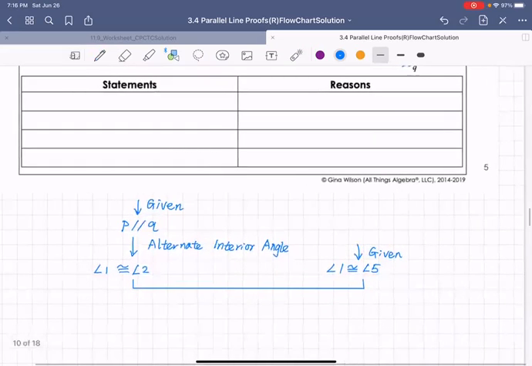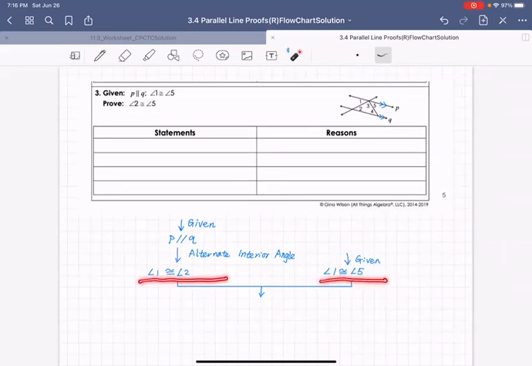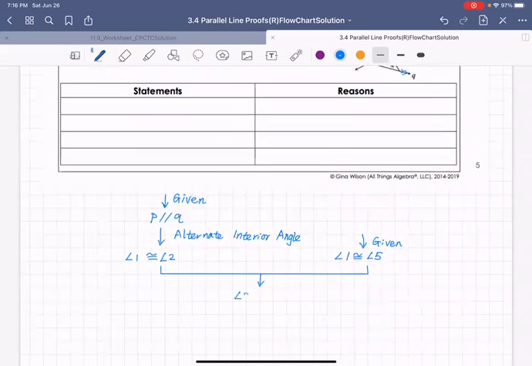Next, wait, can you scroll up a bit? Okay, sure. This proves that angle 2 is congruent to angle 5. Yes, because transitive property. Very good, transitive property.